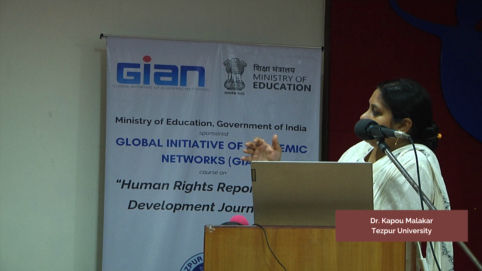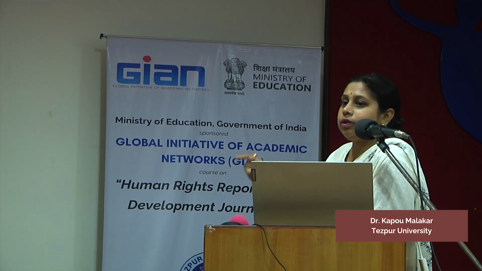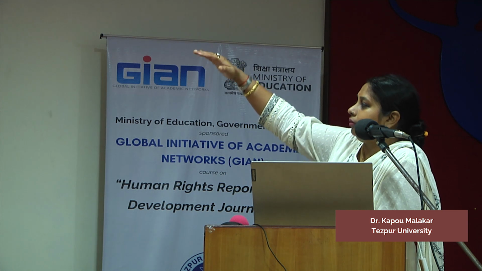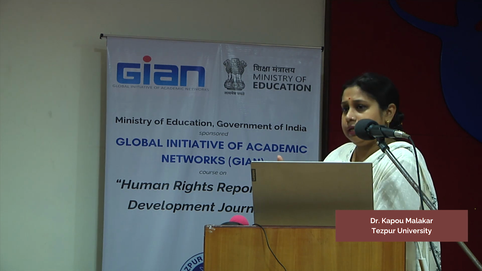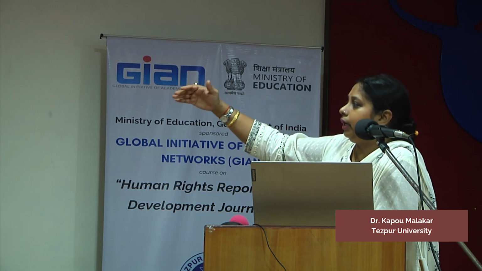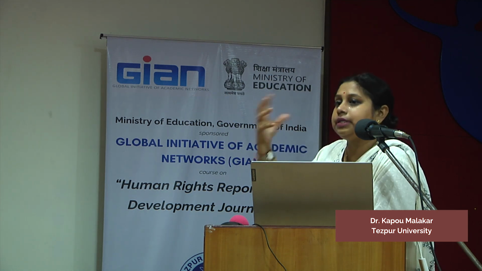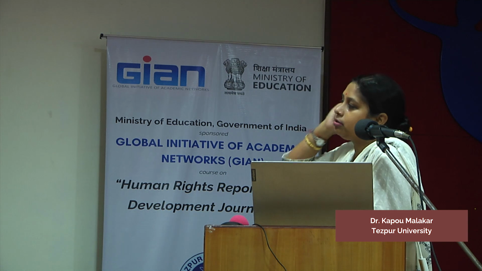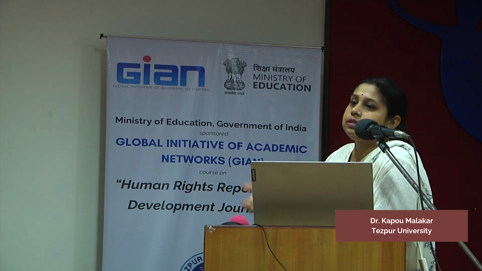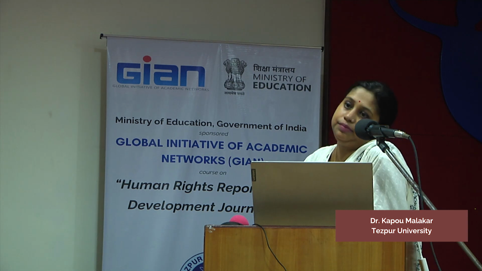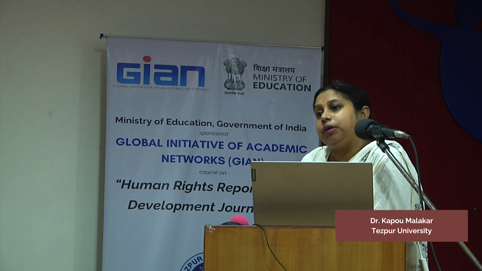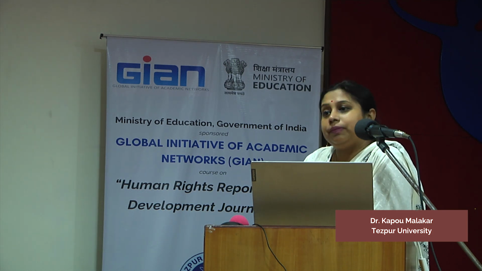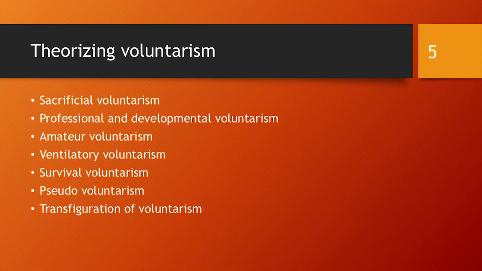And we talk about the transfiguration of voluntarism. This is important because when we discuss different varieties of voluntarism, transfiguration says that at times these types of voluntarism may also transfigure themselves upward and downward. You might say that professional and development voluntarism also turn to amateur or maybe survival voluntarism if there is no motivation, if they do not get support from the community, do not get support from the government, do not get the political will, they may also reduce to survival voluntarism.